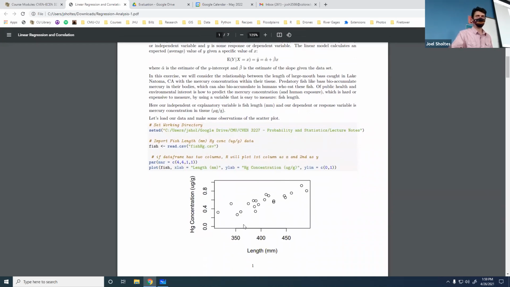So here is this example. We're looking at the relationship between mercury concentration, in micrograms per gram, so micrograms of mercury per gram of fish tissue, as a function of the fish length. And I think this is for a certain species, or maybe just predatory fish. It looks like largemouth bass caught in a certain lake in California, Lake Natoma.